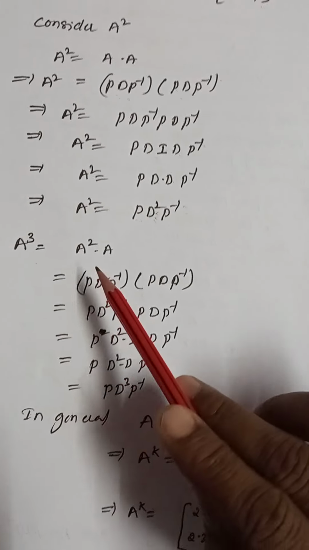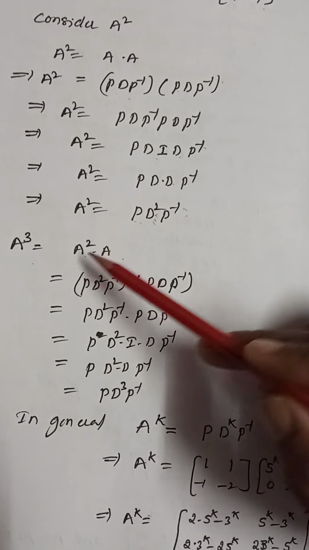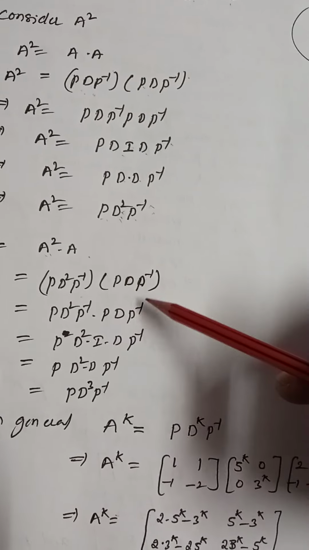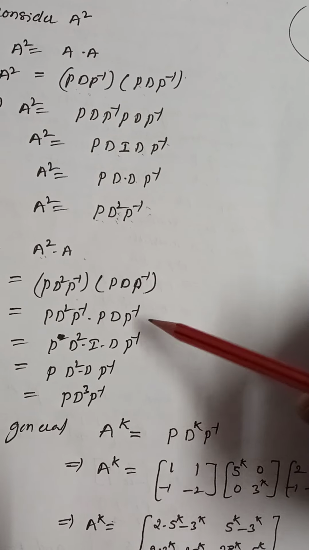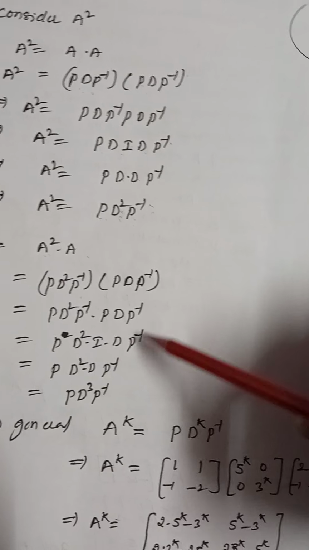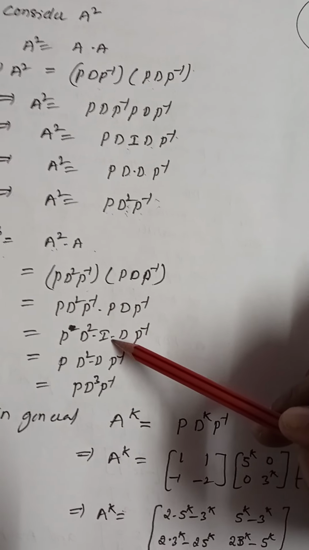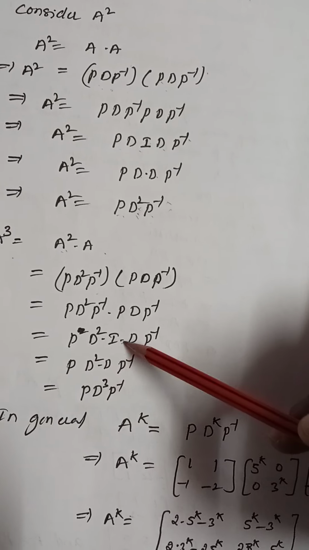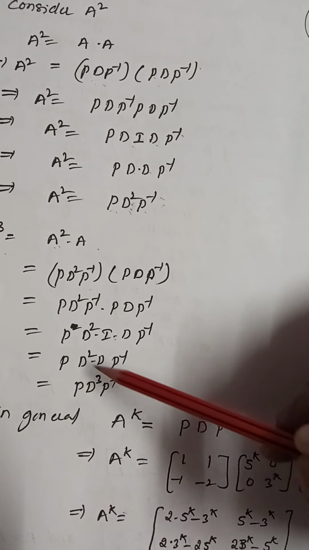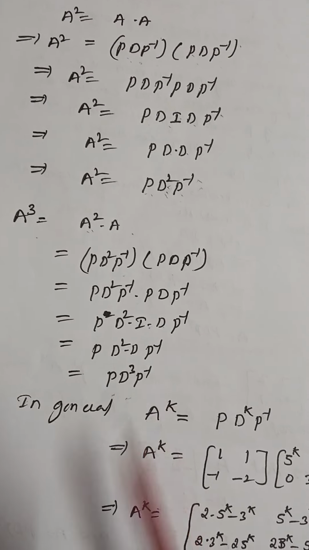A cube is equal to A square into A, where A square is this one and A is again the given data P D P inverse. P D square P inverse into P D P inverse. If you multiply these two, again you will get a unit matrix. D square into I is D square only. D square into D is D cube. Therefore A cube is equal to P D cube P inverse.